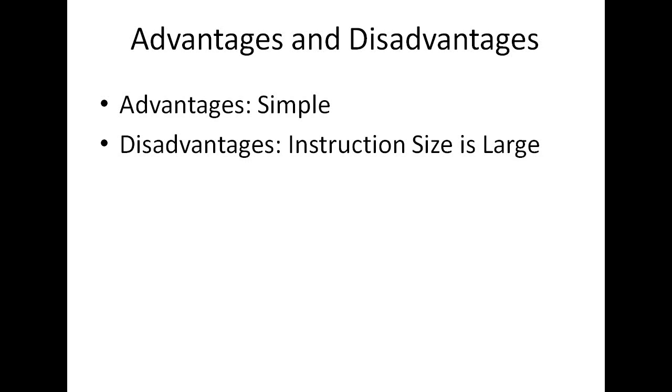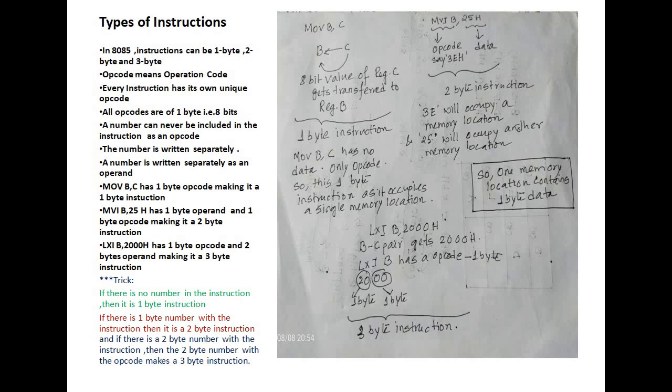Why larger? Now this will take a discussion. Now see here, the immediate addressing mode in 8085 uses a large number of memory locations. In order to understand this, we have to go to the types of instruction in 8085. Now in 8085, instructions can be 1 byte, 2 byte or 3 byte. Now what are 1 byte instructions, what are 2 byte instructions, and what are 3 byte instructions?